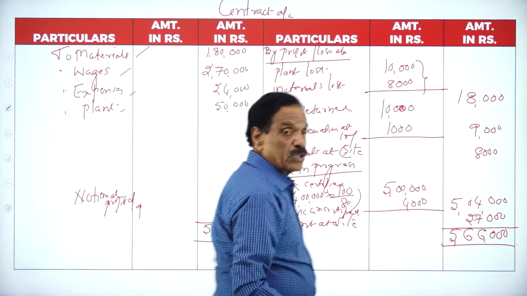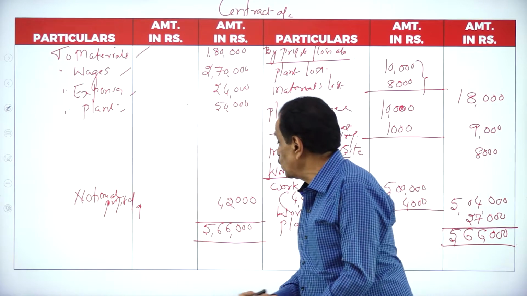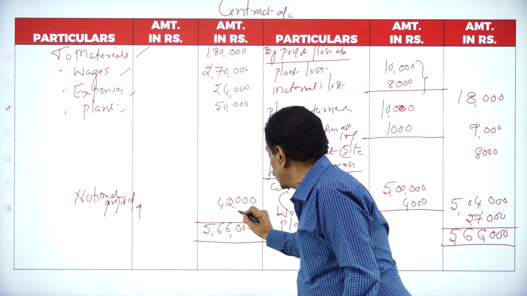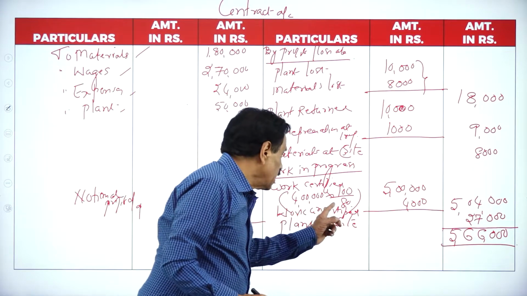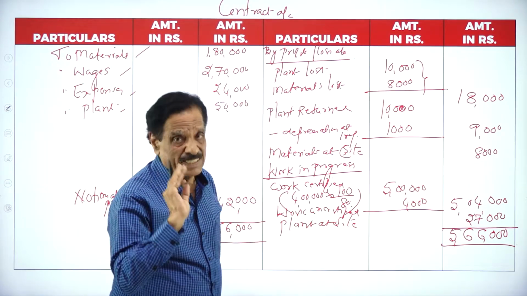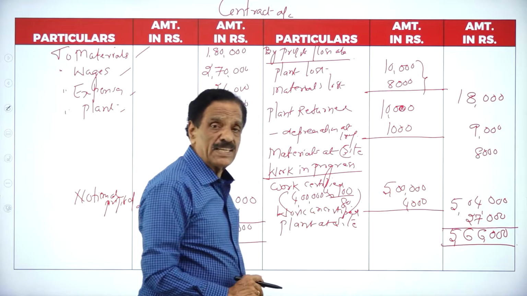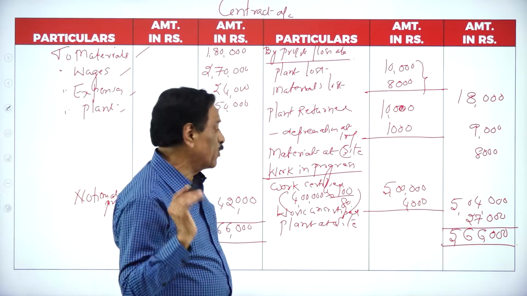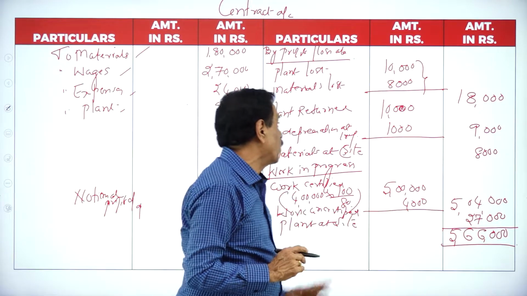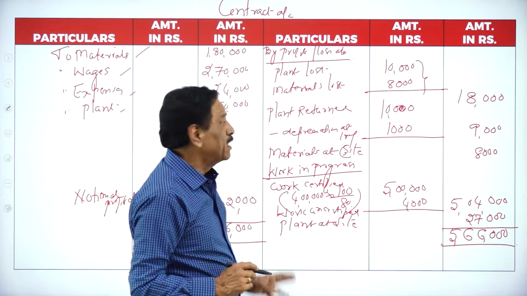This is the notional profit carried down. What's your notional profit carried down? 42,000. All expenditure, I think you understand this work. If the 80 is the cash received, work certified is 100. If the cash received is 4 lakh, your work certified is 5 lakh rupees. Uncertified, 5 lakh 4,000. Plant lost, material loss.